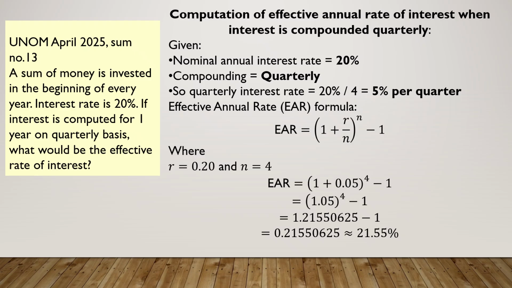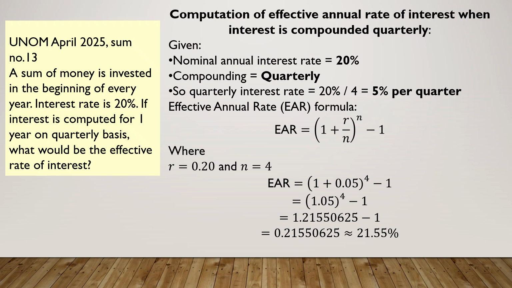Because they said it is computed on a quarterly basis, n is 4. You apply the values into the formula. Effective rate of interest is equal to (1 + r/n)^n − 1, where r is 0.20 and n is 4, so (1 + 0.20/4)^4 − 1.